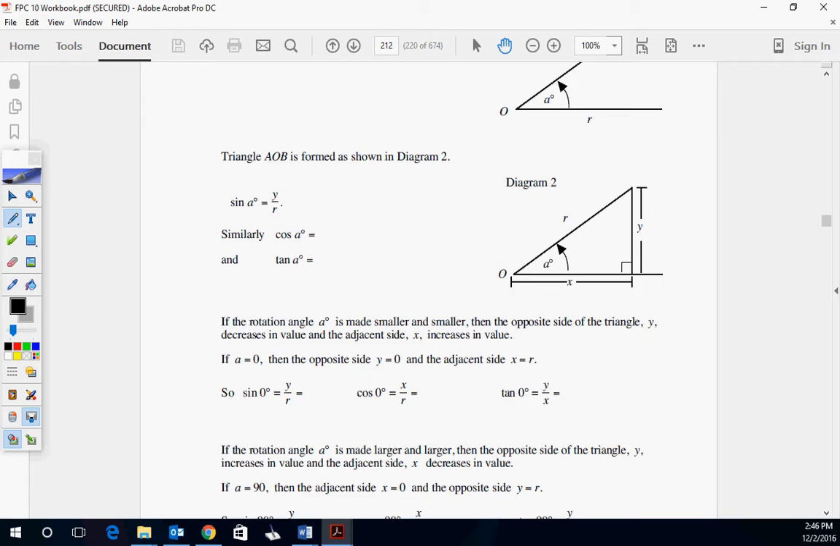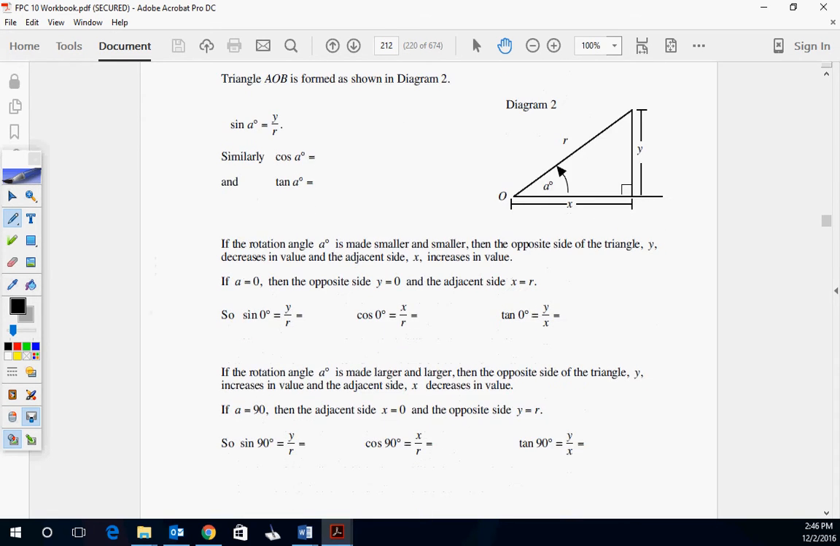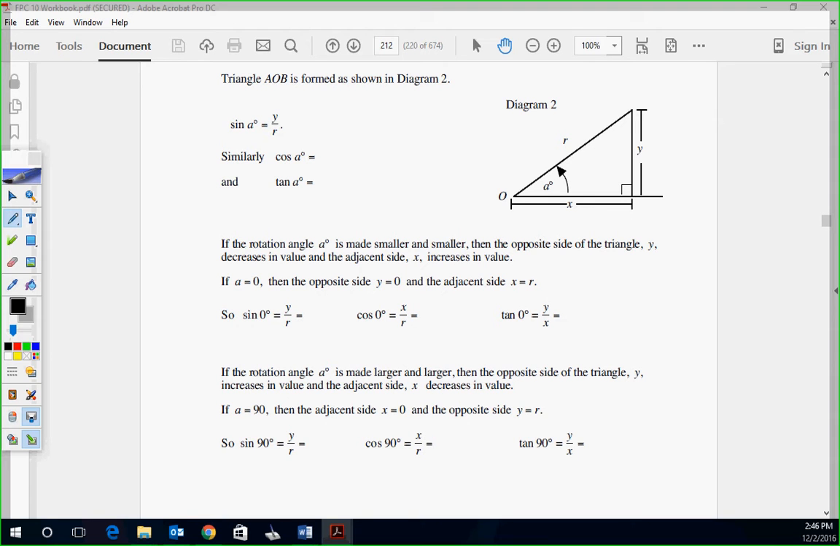So if I say that to you, I cover this up. It's on your book though. Why does sine go with y? Because it's the opposite, exactly. Angle, opposite is y. That's why it's in terms of y over r, because r is our hypotenuse. So what would cosine be? X over r. What would tangent be? Y over x. Good.